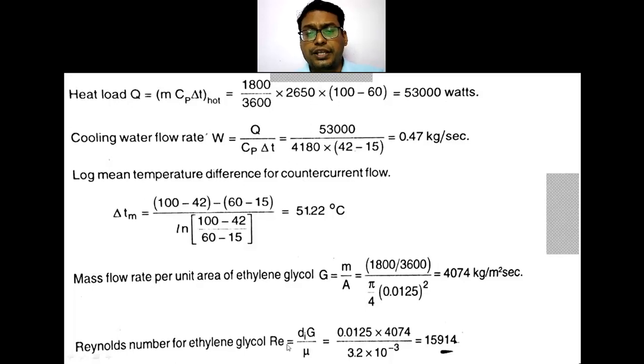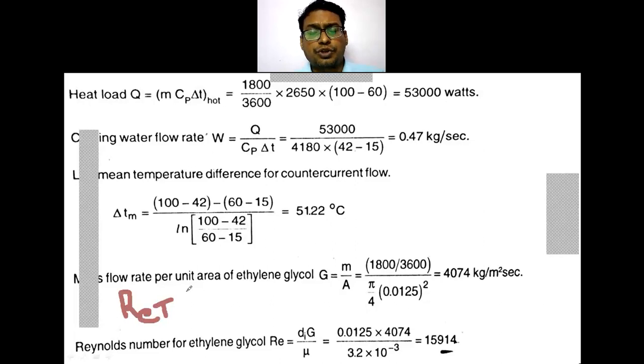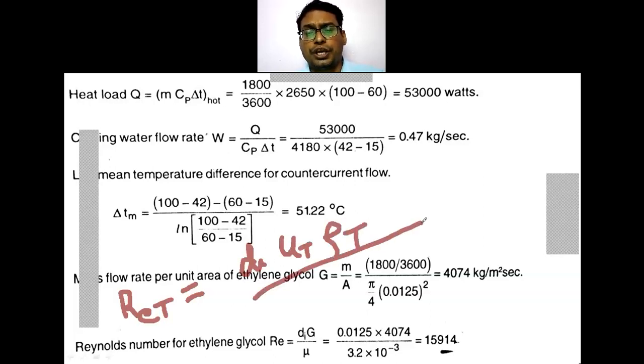From there I can calculate the Reynolds number, which is nothing but d u rho by mu, using the inside diameter. So this is the Reynolds number for the fluid passing through the tubes, that is Re_T, which is equal to Di into U_T into rho_T, for the fluid passing through the tubes, upon mu_T.